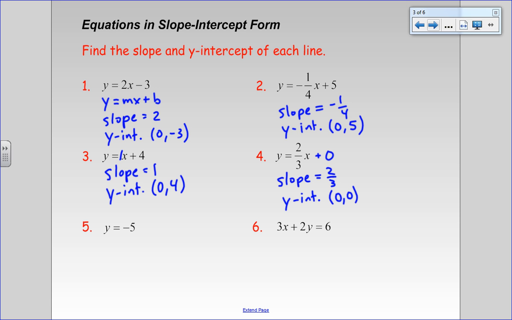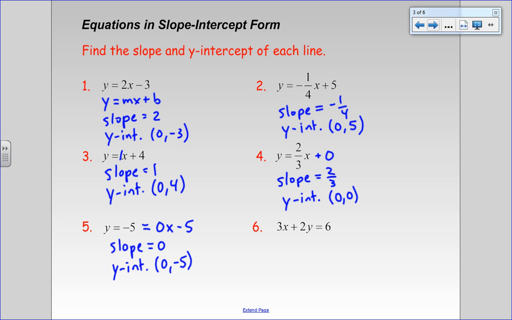In equation 5, we see y equals -5. Rewriting in slope-intercept form, we would have y equals 0x minus 5. This means the slope is 0, and the y-intercept is (0, -5). Note that since this is the equation of a horizontal line, we expected to see that the slope is 0.